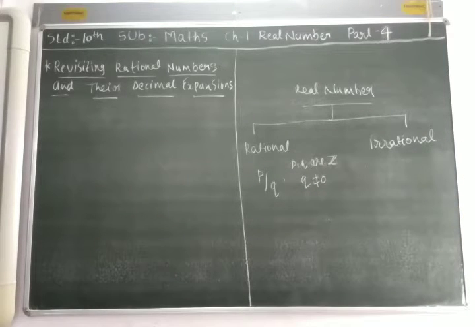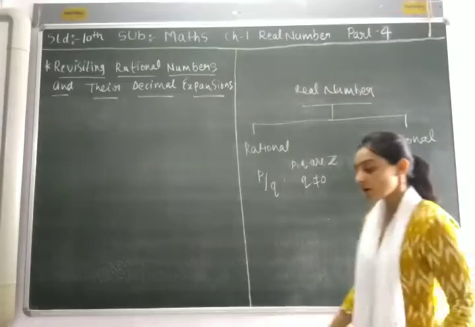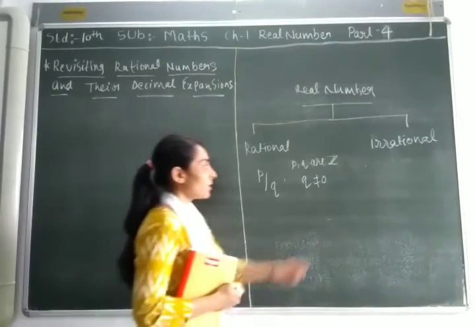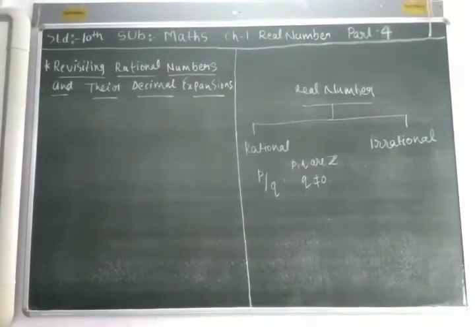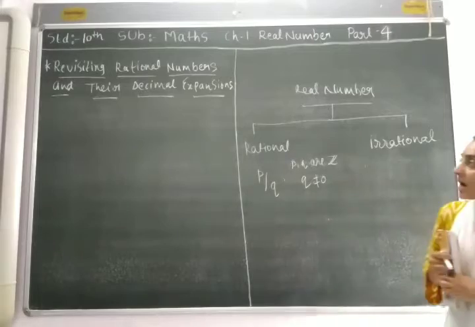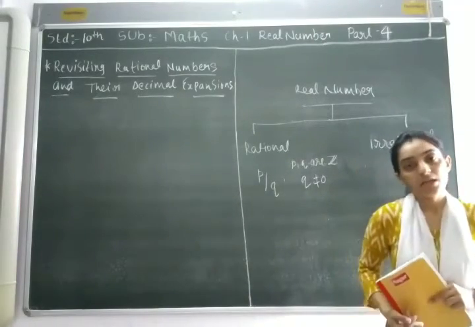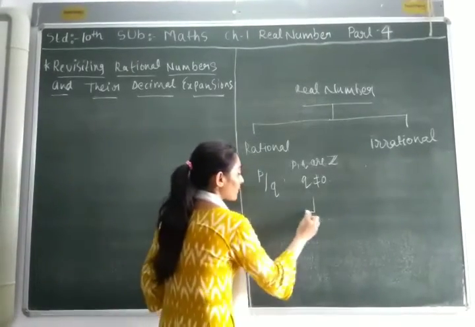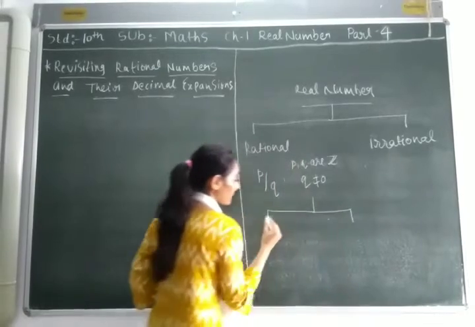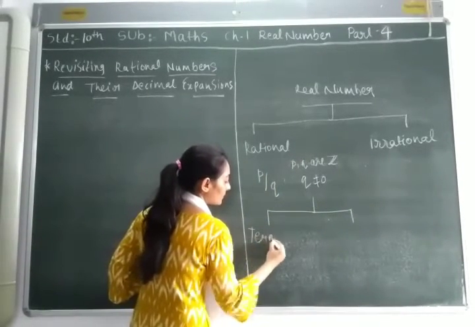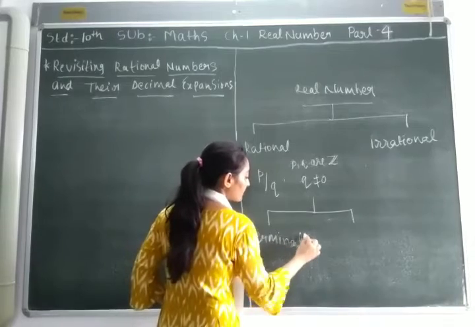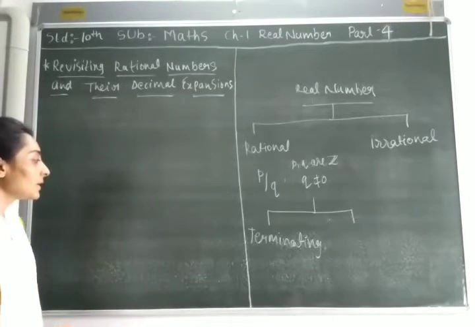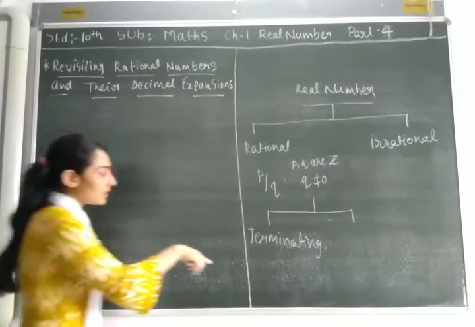Now, irrational numbers are those numbers we cannot write in P by Q form. All those numbers are called irrational numbers. Now, in rational numbers, there are again two categories. First one is terminating. What do you mean by terminating?